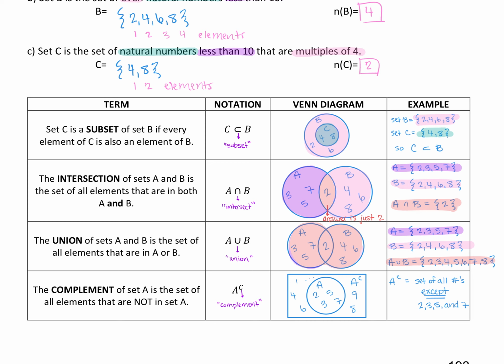And then this notation here means complement, and that's everything that's not in set A. So set A is 2, 3, 5, 7. So the complement of A is the set of all numbers except for 2, 3, 5, 7. And so the A complement is basically everything that is outside of our circle set A. So it can be any number, it can be 1, it can be 4, it can be 6, it can be 8, it can be 9, and so forth. It just cannot be 2, 3, 5, and 7.